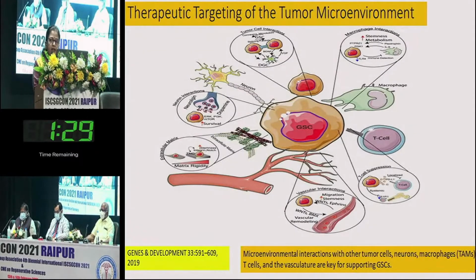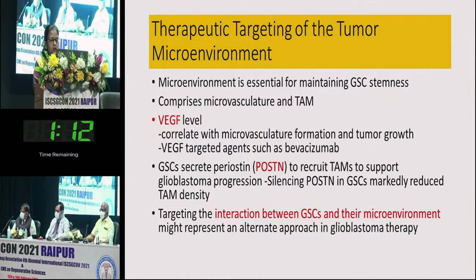How do we target the interaction of the stem cell with the tumor microenvironment? There are a lot of things in the tumor microenvironment like other tumor cells, neurons, macrophages, T cells, and vasculature. And all of these need to be targeted in order to dry out the glioma stem cells. So the microenvironment is essential for maintaining glioma stem cell stemness. And the most important components of this microenvironment are microvasculature and macrophages.